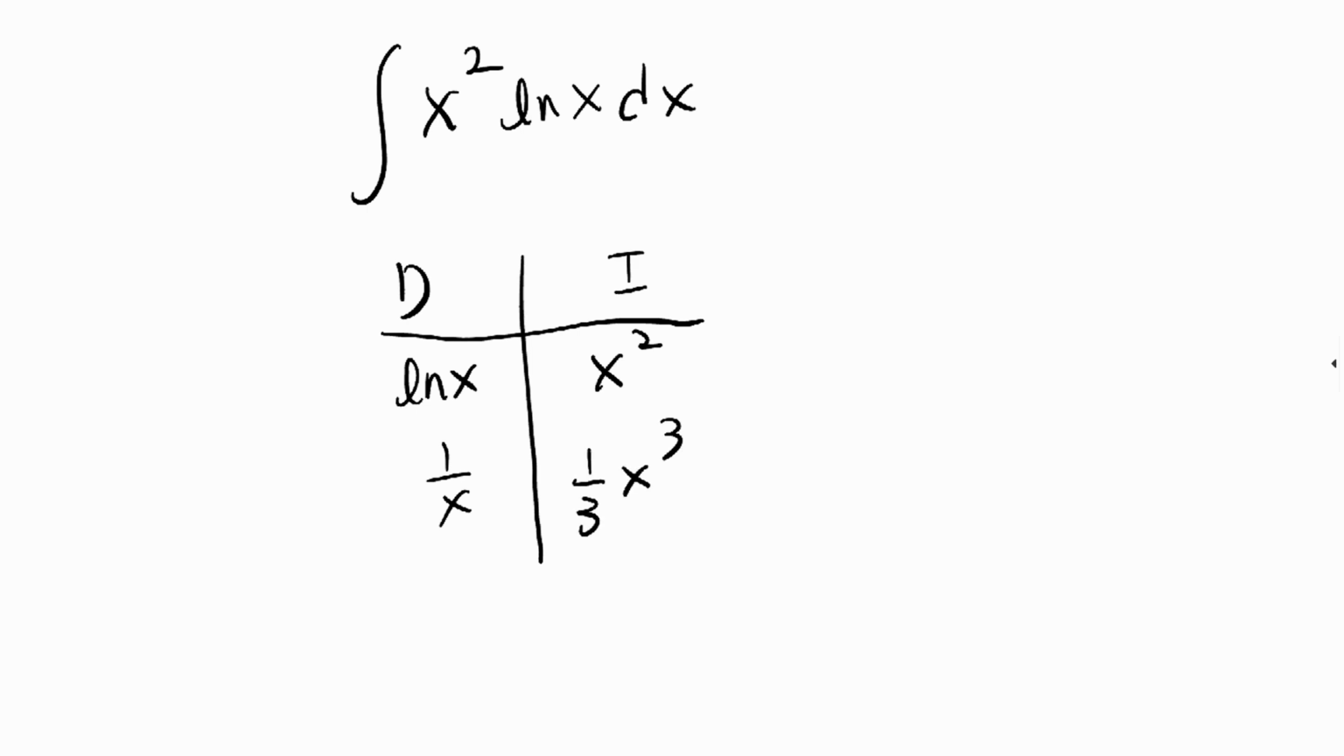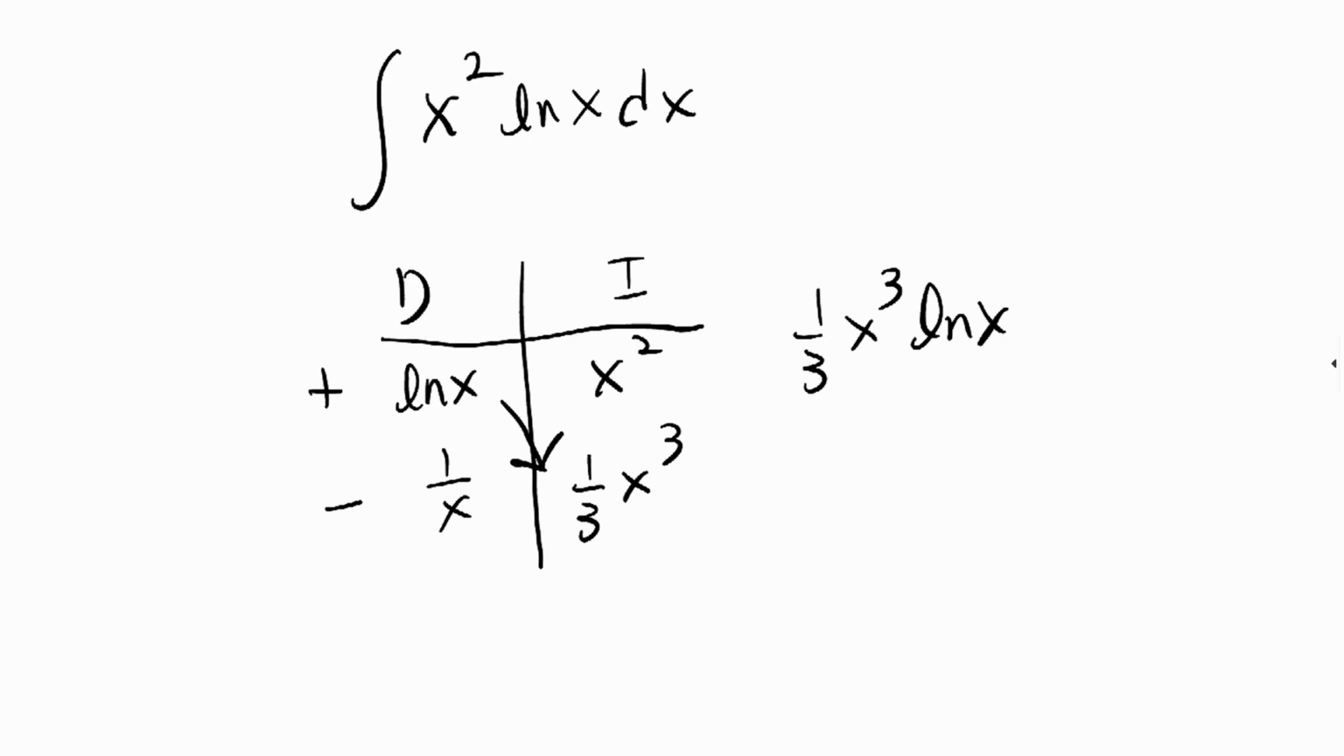So therefore, this is going to be our new table. We have our plus, we have our minus. Okay, so let's do it. This diagonal, right? So we have 1/3 x cubed ln of x. Now we can't do any more diagonals, but we're not at 0, and this is never going to turn into 0. But we're going to multiply horizontally and integrate their product. So it's going to be minus the integral of 1 over x times 1/3 x cubed dx.